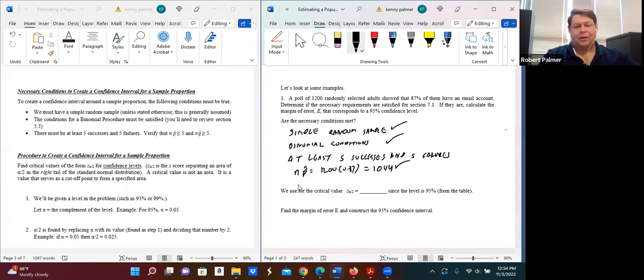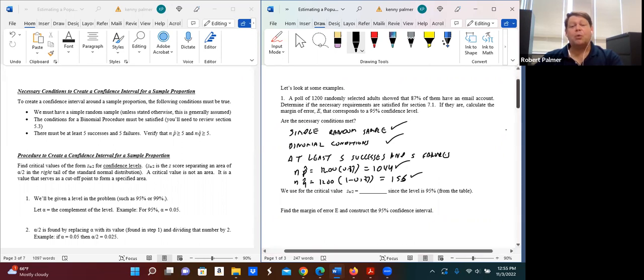The other one might need a little more space. I think I can squeeze it in. So N times Q, remember Q is 1 minus that. So 1,200 times 1 minus 0.87, or 0.13. And that's going to be 156, and that's also greater than 5. Both are greater than 5, at least 5 successes and 5 failures. So everything is good. We met the conditions. All right, so now we need to find our critical value.